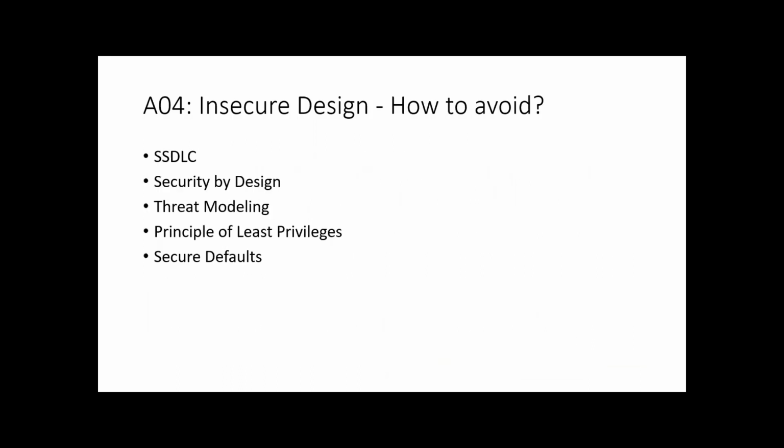For avoiding insecure design, you have to follow a secure system development lifecycle. SSDLC is the thing which you should follow, and you also have to embed security by design. So in development, you have to implement security from the beginning. You also have to implement threat modeling, and the principle of least privilege is the primary thing. You can see that in quite a few of the OWASP items we have discussed, and you can follow secure defaults to avoid insecure design.